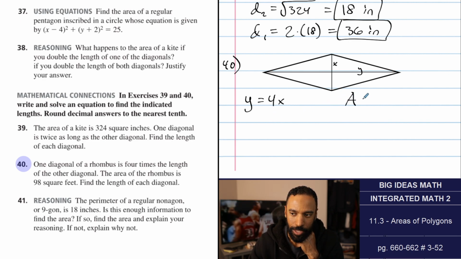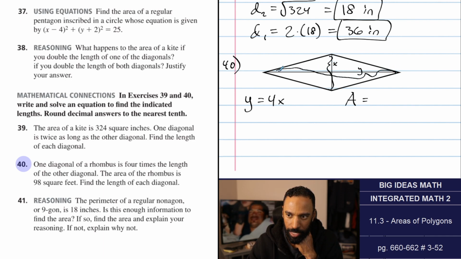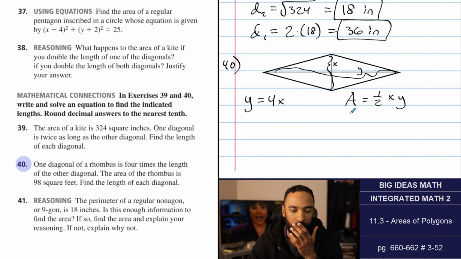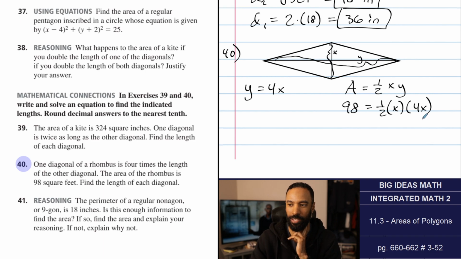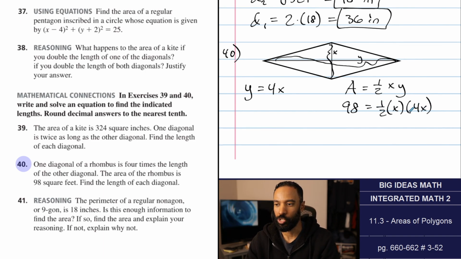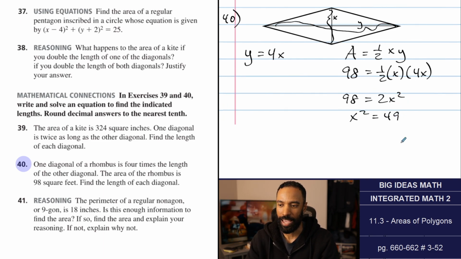So area of this rhombus, I'll make x be the whole thing and y be the whole thing there. So area is 1/2 x times y. All right, that's my d1 times d2. And the area here is 98. So 98 equals 1/2 of x times y, and y is 4x. Half of 4x is 2x. 2x times x is 2x squared. So 98 is 2x squared. x squared is 49, and x is 7.